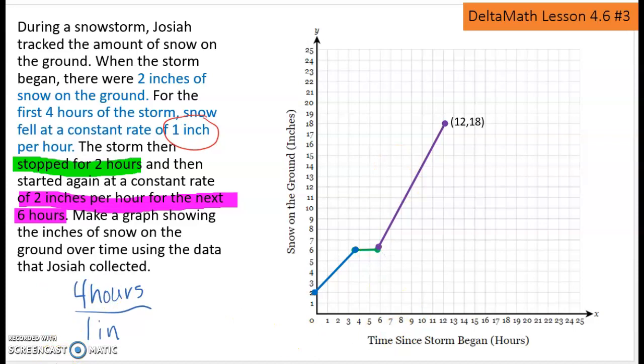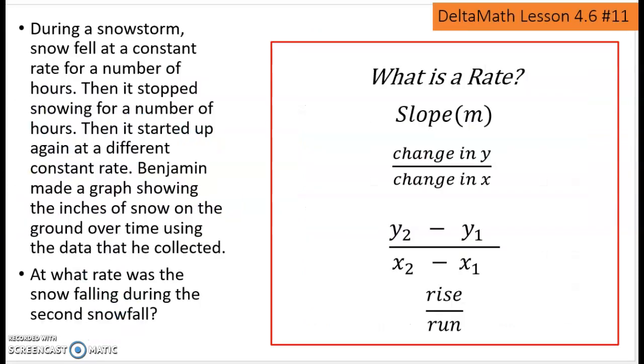So like I said in the last problem, there's lots of different ways to go about collecting data and creating graphs. You could have calculated the rate of change and then focused on the slope. You could have just worked through each section of it. Both work. And we'll continue to do more problems like this in class tomorrow so that we can see more examples.